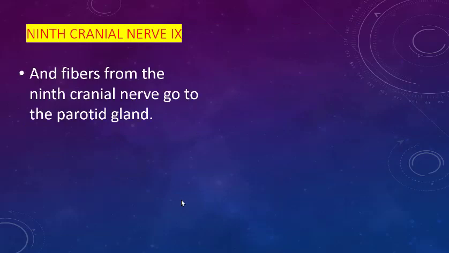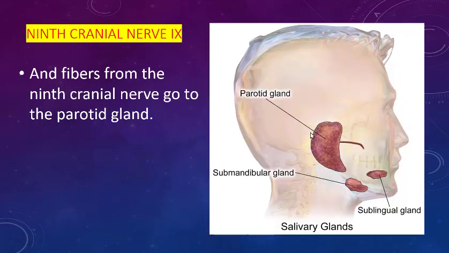The ninth cranial nerve, and its fibers from the ninth cranial nerve go to the parotid gland. This is the parotid, which is a mixed gland which secretes mucus and saliva, and the ninth cranial nerve supplies the parotid gland. It also causes salivation.